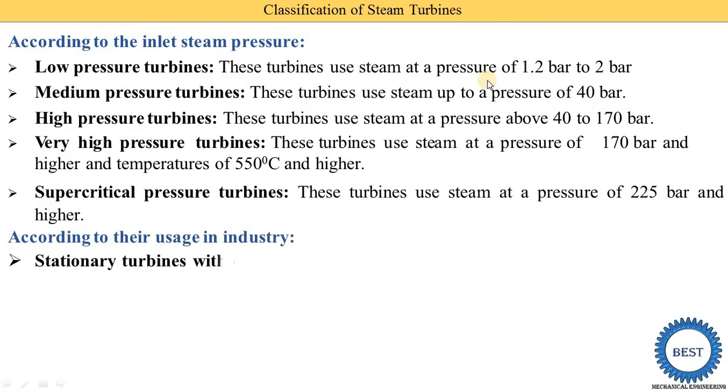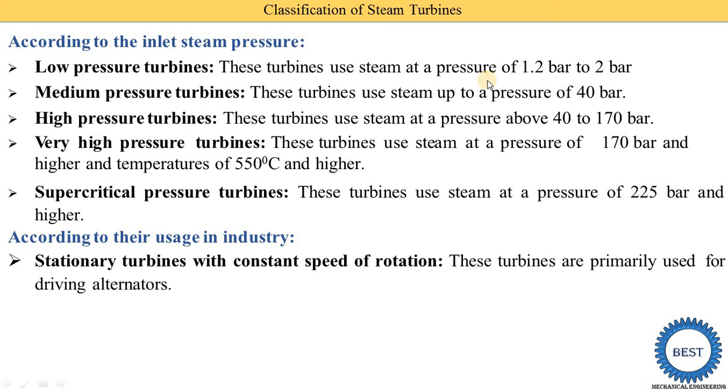According to their uses, the first one is the stationary turbine with constant speed of rotation, meaning the turbines are not movable. They are installed at one place, so it is called stationary. Suppose we are able to move the turbine from one place to another, it is called a rotary or mobile turbine. But stationary means turbines are fixed at one location and rotate only at a constant speed. These turbines are primarily used for driving alternators.